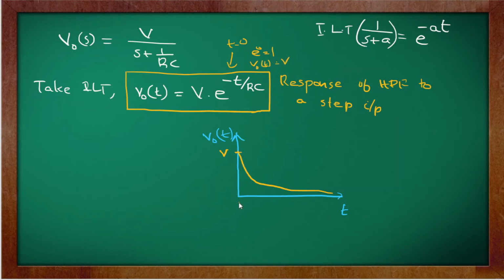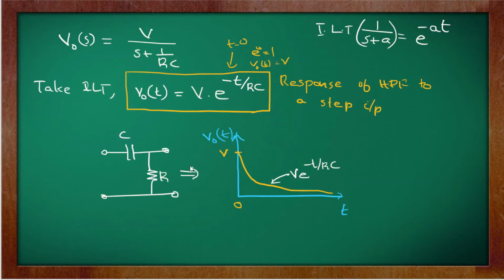So v0 of t at t equal to 0, the amplitude is V, and it decreases exponentially. This is denoted by V e raised to minus t divided by RC. Okay, so this is how a high pass filter of resistor value R and capacitor value C will respond if I apply a step input.